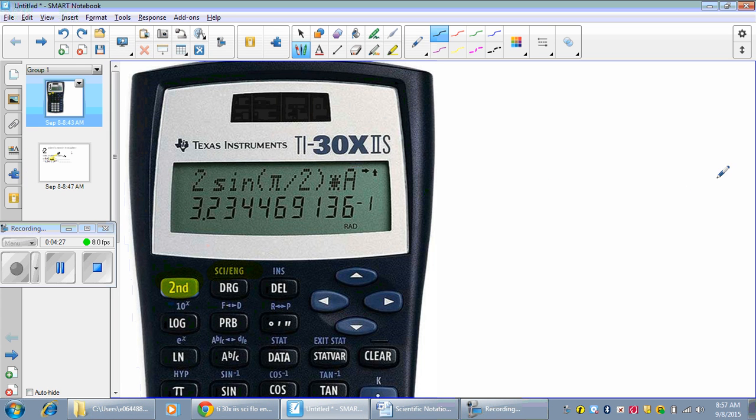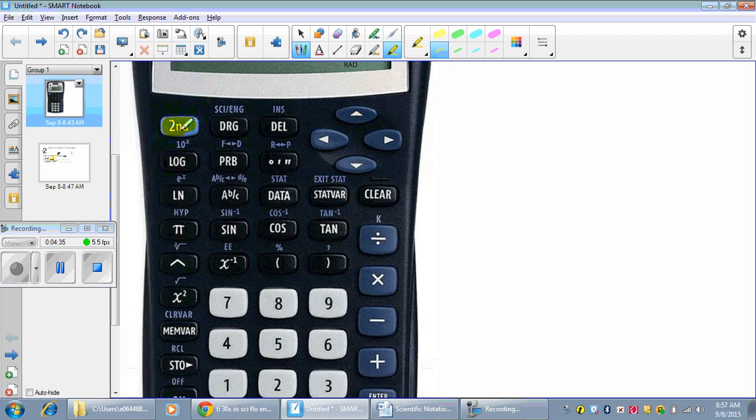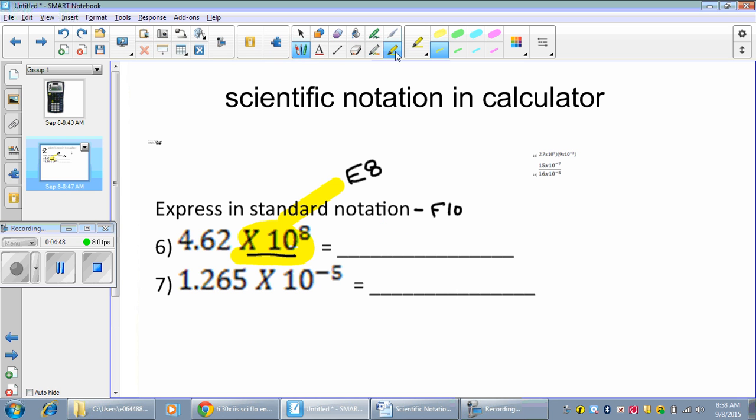So how do I put the E in the calculator? Pretty simple. This time I'm going to hit second, and then this E right here, these two capital E's. Hopefully you can see that. It's right above the 7 key, this x to the -1. There's two capital blue E's right here. That's what you want to hit. So in my calculator, I would type this out literally like this: 4.62 E, and then whatever the exponent is, I put after the E.